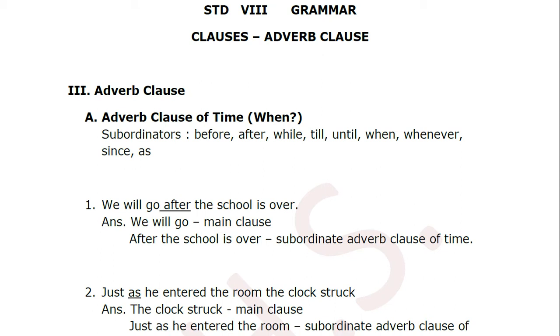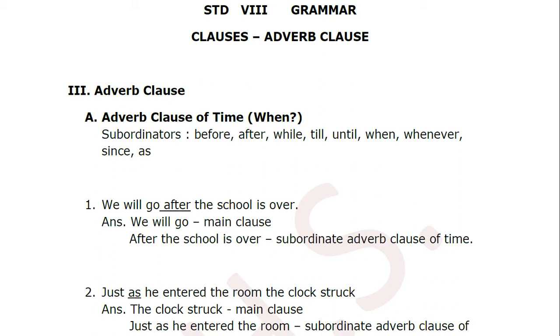You have to look out for your subordinator. Find your subordinator, divide the sentence into main and subordinate clause, then see whether it's a noun, adjective, or an adverb clause. And once you come to know it's an adverb clause, you have one more step to go, because you have to find out which type of adverb clause, because there are 9 types of adverb clause.